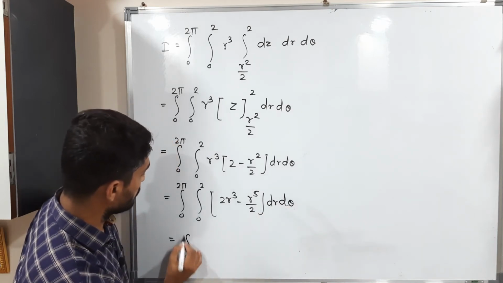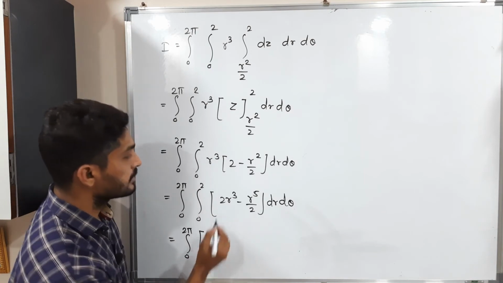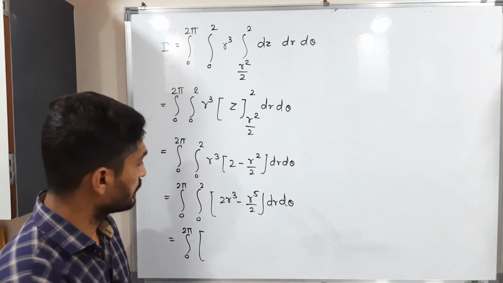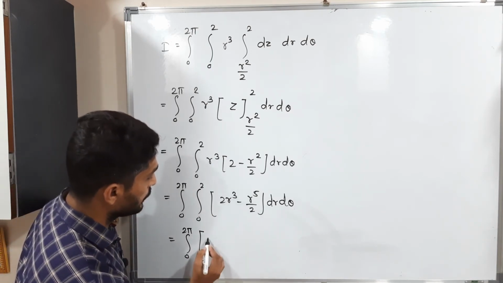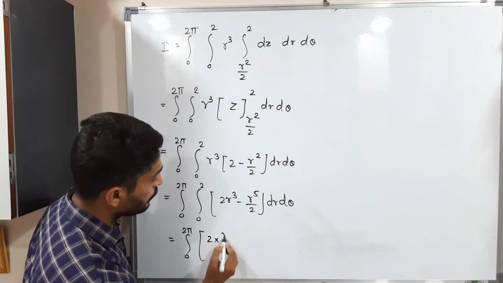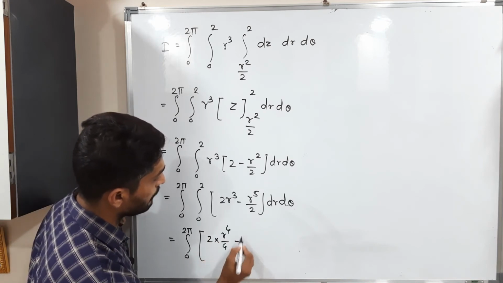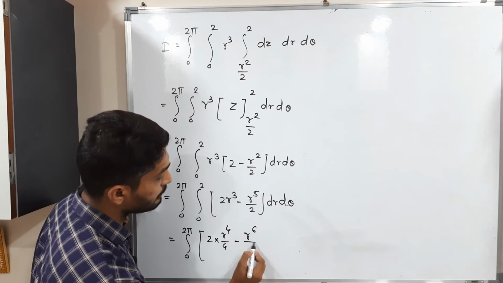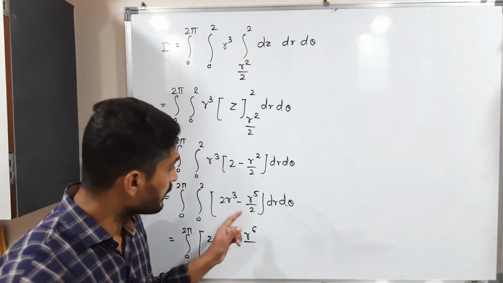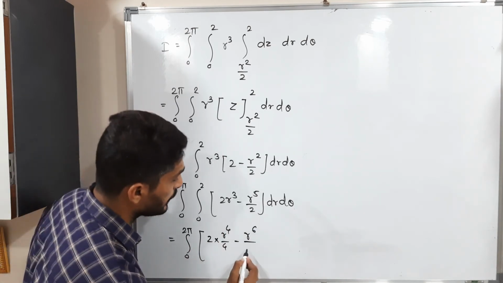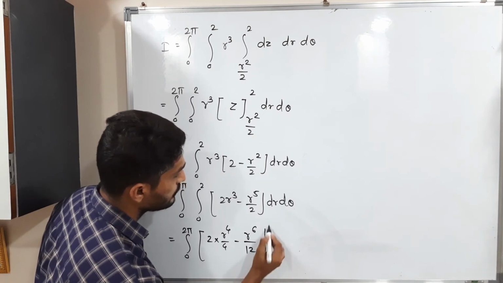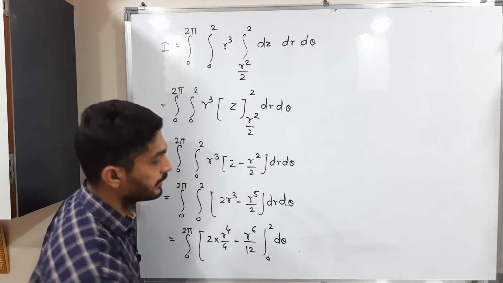So integration 0 to 2 pi. See, what is this integration? Its integration will be 2 r cube. Integration of r cube is, you know, r raised to 4 by 4, minus the integration of r raised to 5 by 2, which is r raised to 6 by 6. But already 2 is there, so 2 into 6 we will have 12. Limits 0 to 2, d theta.